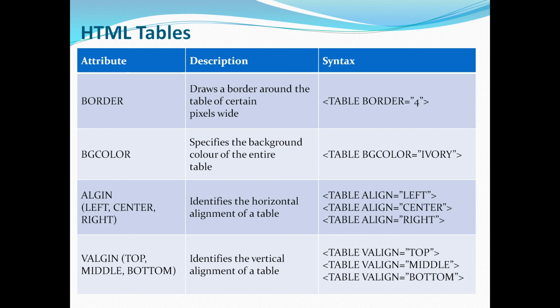The next one is align. If you want to align the data or align the table, those align options are there. There are three options available: left align, center align, and right align. You can align the table where you want to display it, either on the left side, center, or right side. That is specified in align. It identifies the horizontal alignment of the table. Table align left is possible, table align center is possible, and table align right is also possible. There are three ways of table alignment.